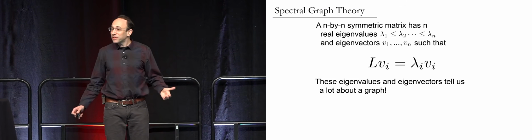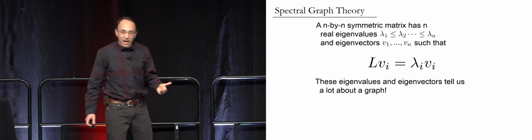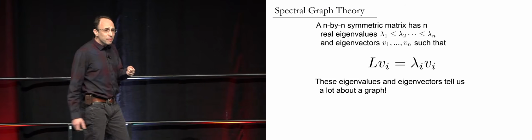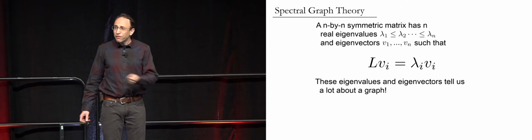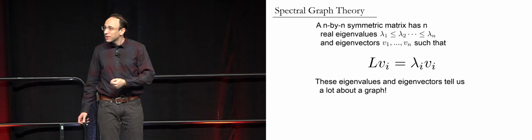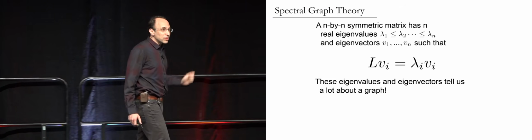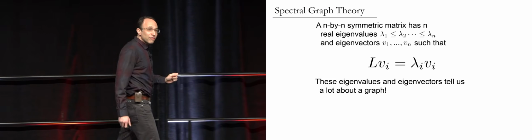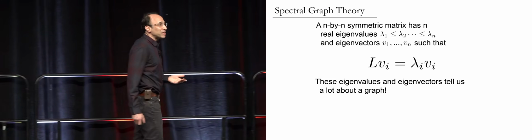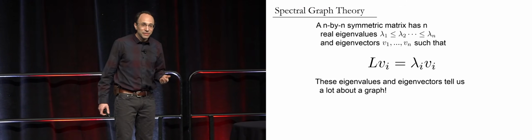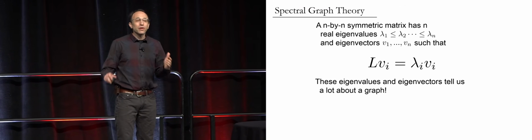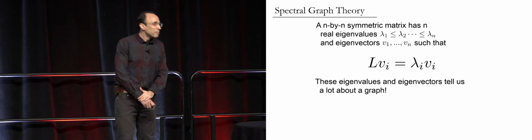And as I'm promising you, they tell you a lot about the graph. And now you might have some intuition as to why. If you think about spring networks, what this equation tells you is that the eigenvectors are giving you the fundamental modes of vibration of that object. And that's part of why this is useful. But it's only part of it.